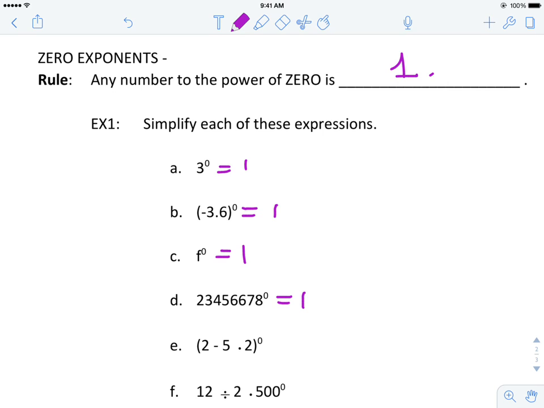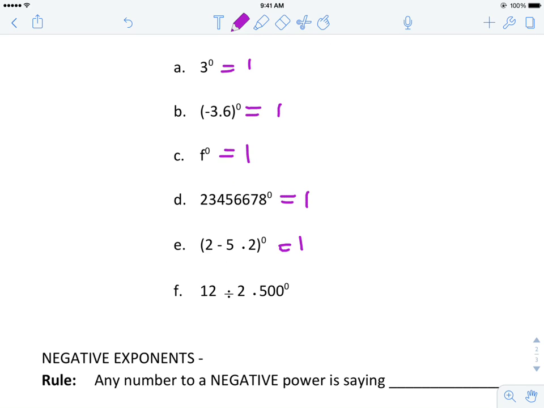Now I have this big ugly decimal. Well, I have 2 minus 5 times 2. Still to the 0 power, so it's still 1. Next, I have 12 divided by 2 times 500 to the 0 power. 500 to the 0 power is 1, so don't even worry about it. I actually like to just cross it off because it's kind of like it's not there, because anything times 1 is itself. So all I have is 12 divided by 2, which is 6.